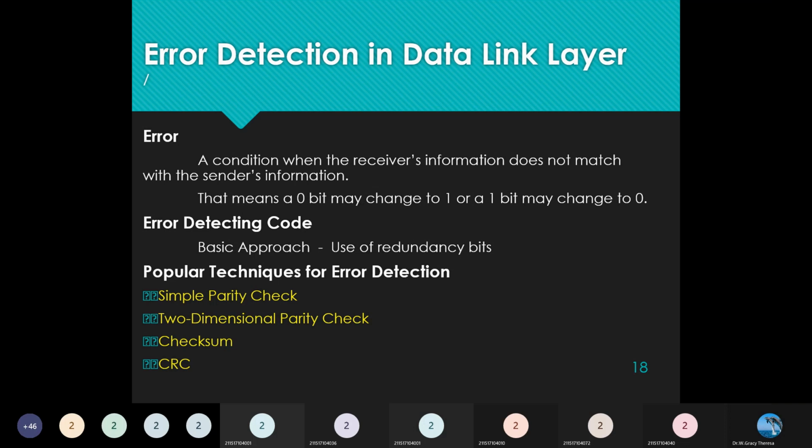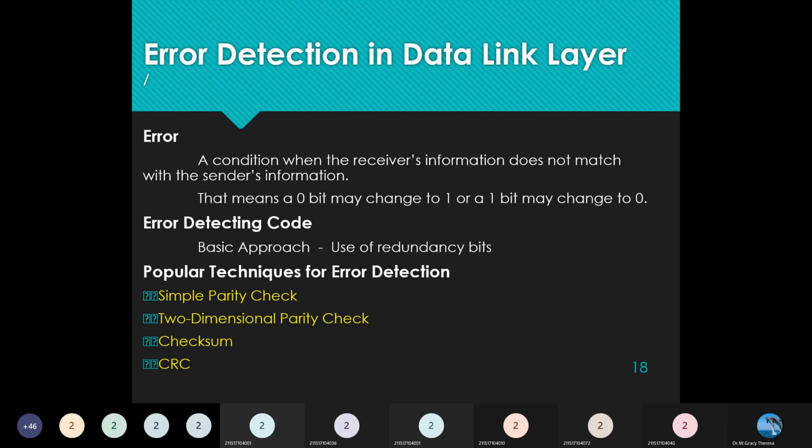That is normally the noise that causes the disturbances in the data to be transmitted. That is why the receiver, when he receives the data, finds that the data he received does not match the data sent by the sender. Due to these changes of bits, like 0 to 1 or 1 to 0, which is the representation of noise, there is a need for detecting this error.